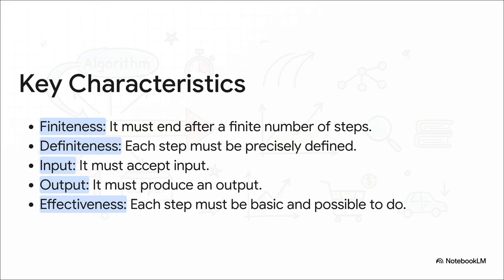So what are these rules? Well, first, finiteness. It has to end. Your cake eventually comes out of the oven. The process doesn't just run forever. Each step has to be definite and super precise. "Mix until combined" is good. "Mix for a little while", not so much. It needs an input, that's our flour and sugar. And it has to produce an output, that's our finished cake. And finally, effectiveness. Every single step has to be basic enough that you can actually do it.